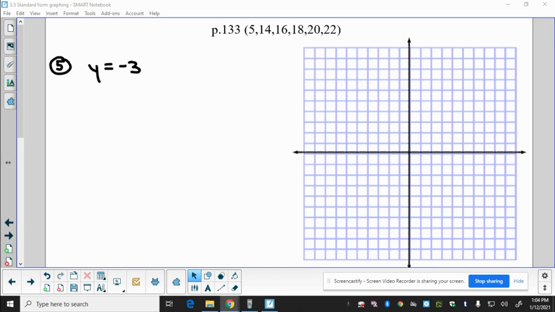Let's go ahead and take a look at our answers for the homework. All right, number 5 is a special case. Since it's presented as y equals just a number, this is simply a horizontal line that goes through -3 on the y-axis. And every point on that line would have a value of -3.